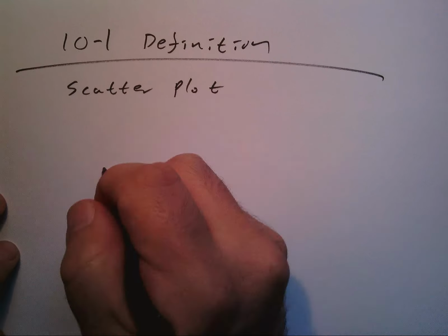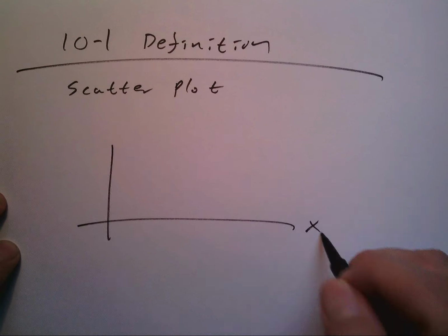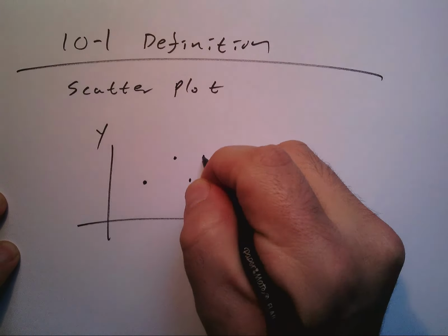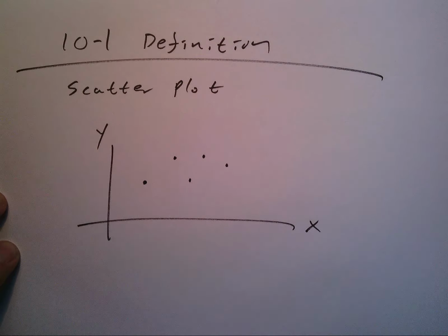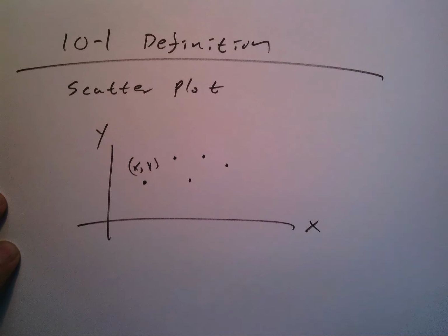Now, if we have two different variables, we can graph them on an XY plot, and each pair of data points will have an X value and a Y value, just like we learned in algebra.